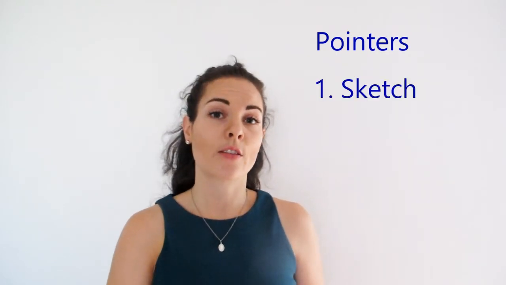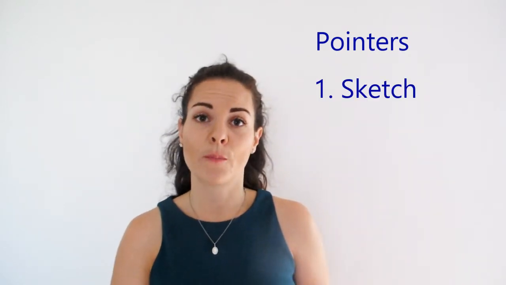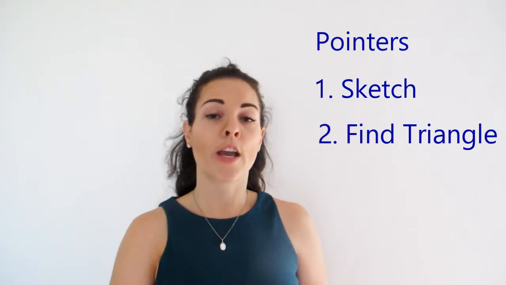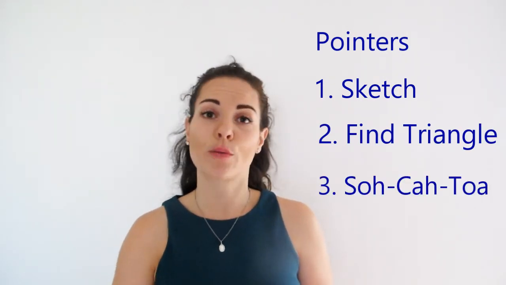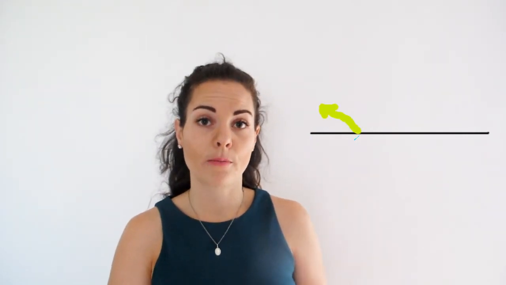So just a few pointers before you start your own examples. Make sure you draw a quick sketch from the information provided in the question. Then try and identify a right angle triangle. From there, it's just a basic trigonometry problem. Some words you need to watch out for are angle of depression and angle of elevation. Angle of depression would be from the horizontal down, and angle of elevation would be from the horizontal up.